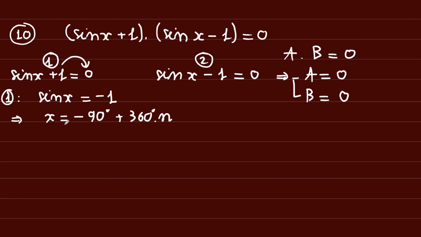It is h equal to minus 90 degrees plus 360 degrees multiply n, for any integer. You already know that, right?